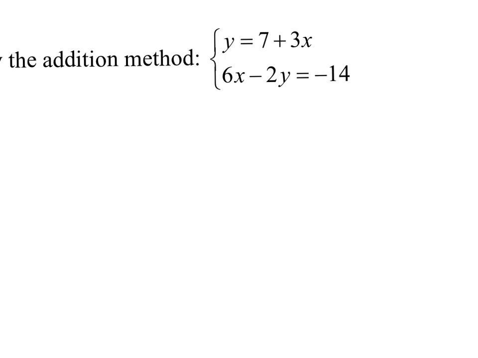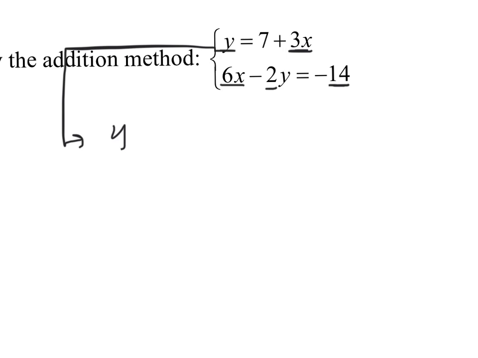In addition method, what we try to do is we try to have both the systems of equations in the same format. That's the first step. And then we try to eliminate one of the variables. In this case here, they're not in the same format. I have 6x and y on one side and the constant on the other side here, and I have y on one side and x on the other side. So I'm going to work with the first equation.